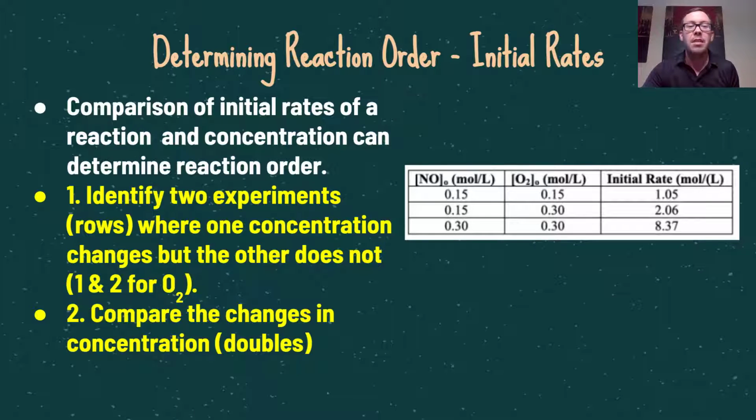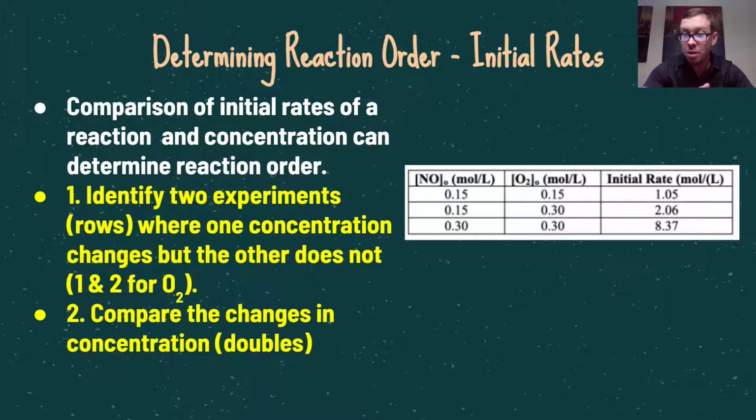Now we can do a comparison of initial rates of a reaction and concentration to determine the reaction order. So if we don't have the elementary steps, we really can't make any assumptions as to what the coefficients are and what the exponents are going to be. So this is a multi-step process where we can utilize experimental data to determine what the order of each reactant is going to be. The very first step here is to identify two experiments. That is, if I'm looking at those rows, where one concentration changes but the other does not.